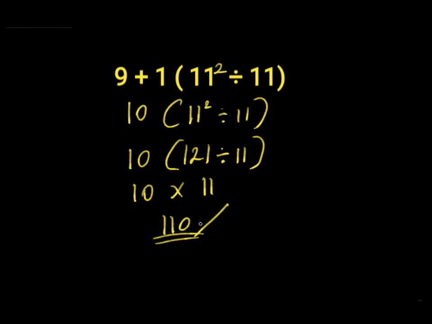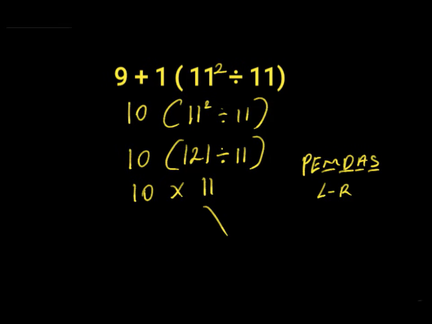110 is the wrong answer to this expression because we did not work with the order of operations, which is PEMDAS. In PEMDAS, we have parentheses, exponents, multiplication, division, addition, and subtraction. Multiplication and division have equal priority, as do addition and subtraction, working from left to right in order to arrive at the correct answer. Let's solve the right answer to this expression.